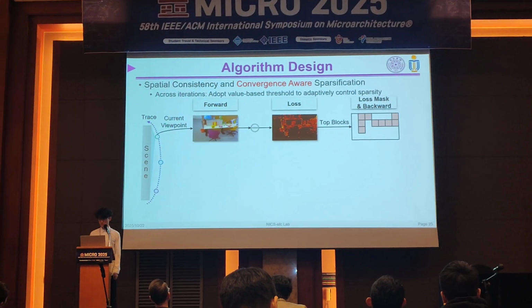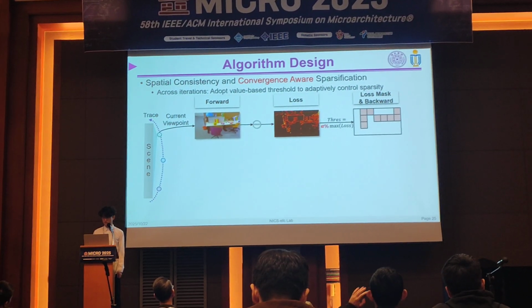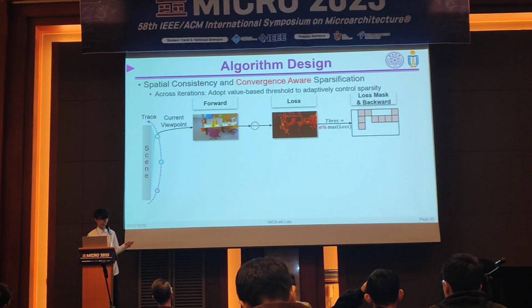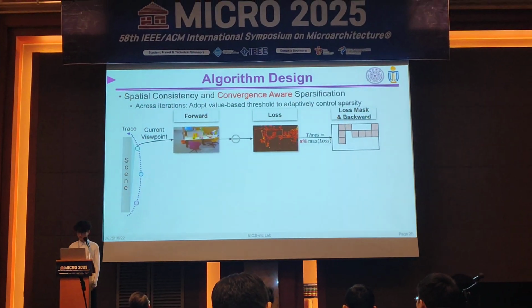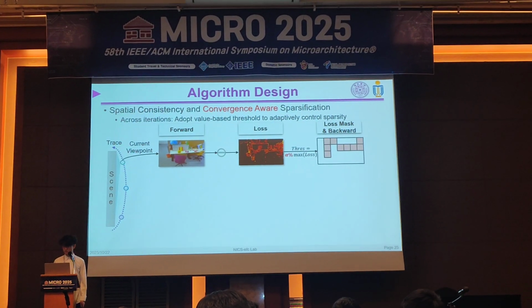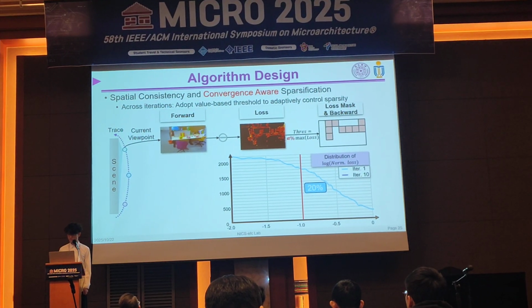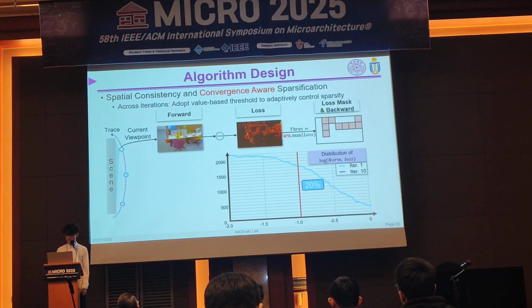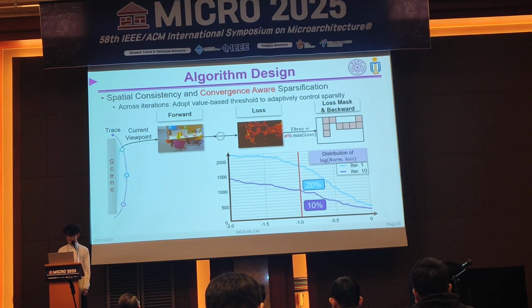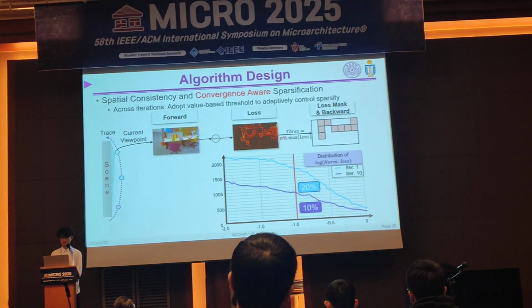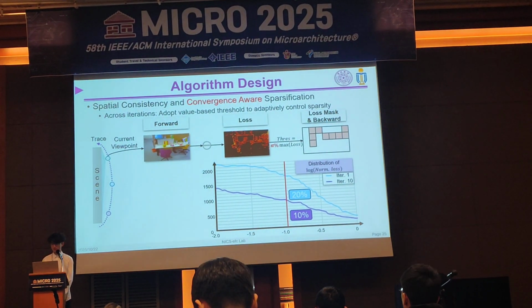Finally, our algorithm is also convergence-aware. To achieve this, we use a value-based threshold instead of a fixed sparsity ratio, and the threshold is set as a percentage of the maximum loss value. The benefit of this approach is that as training progresses and the model converges, it progressively increases sparsity and achieves even greater acceleration.